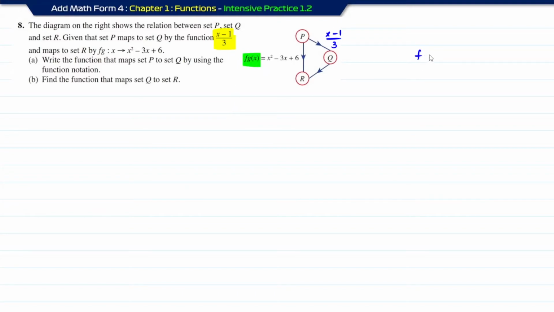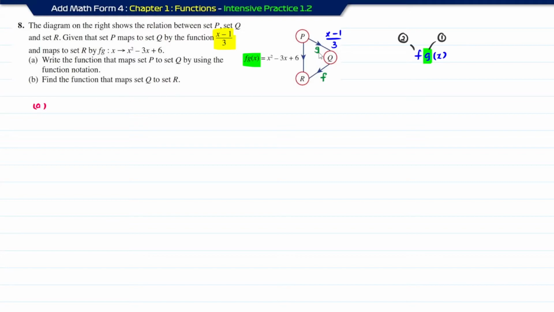So when you have a composite function of fg, the order is this function g, the inner one, you are going to do first, followed by the function f. Therefore, the function that maps P to Q will be the first one, which is equal to g. And the function that maps set Q to R will be the second one, which is the function f.